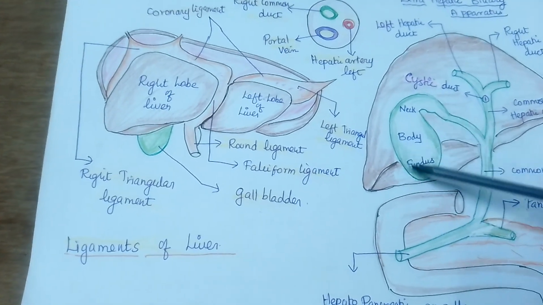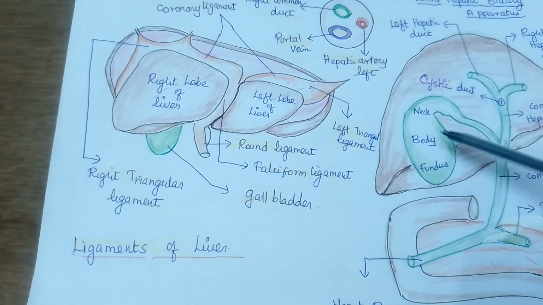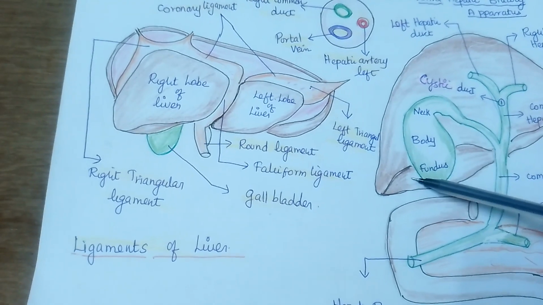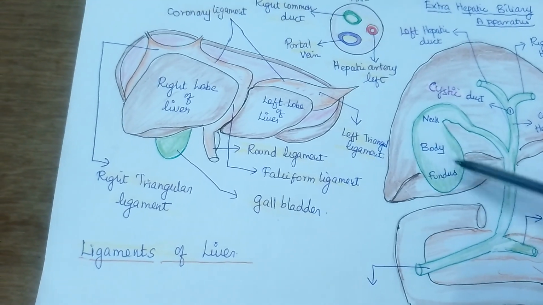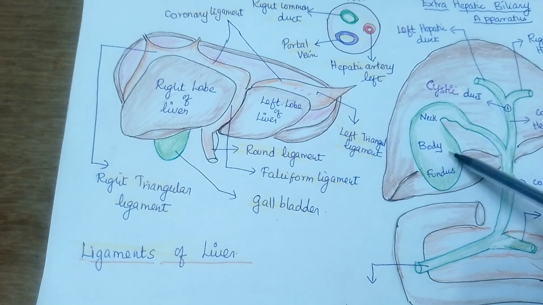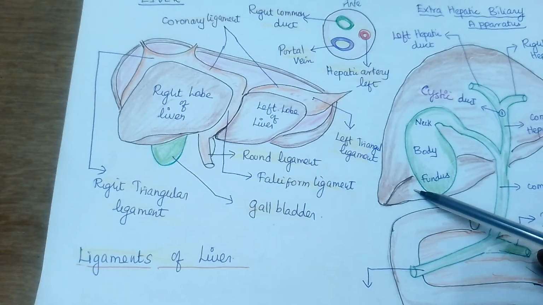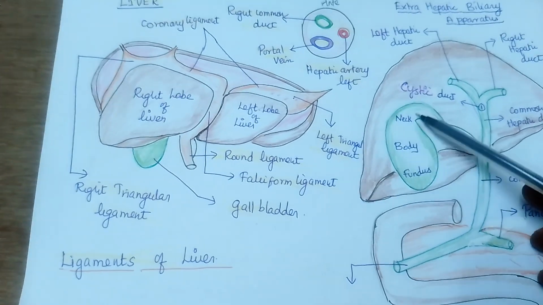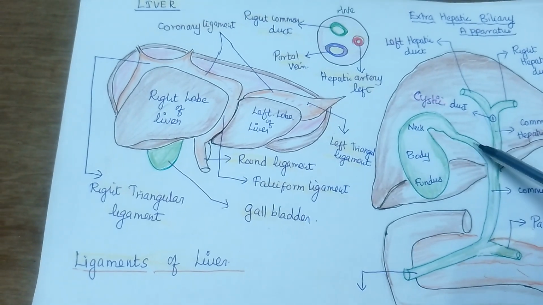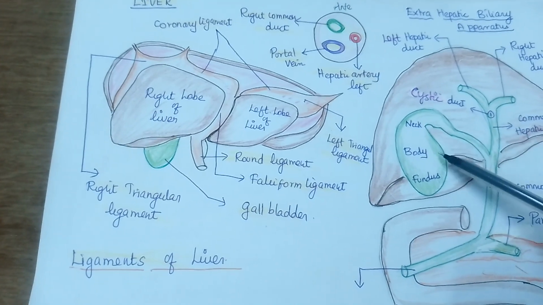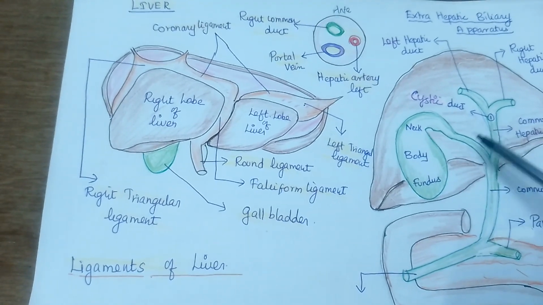The gallbladder is a flask-like structure. It is present in the right lobe of the liver. It is about 7 to 10 centimeters in length. This portion is called the fundus of the gallbladder, then the body of the gallbladder and the neck of the gallbladder. This is called the cystic duct. Okay, cystic duct and bile duct, common bile duct.